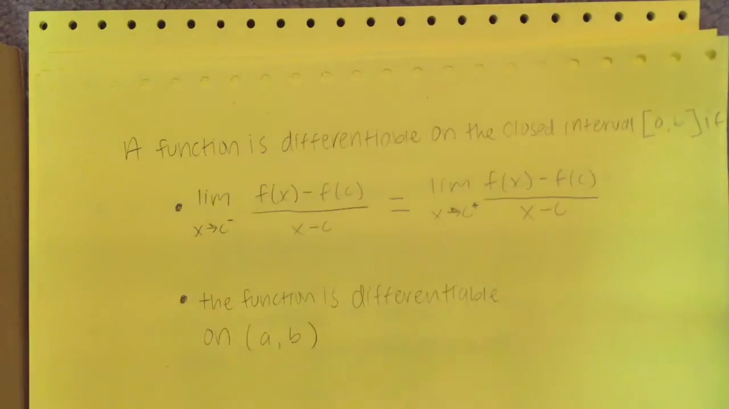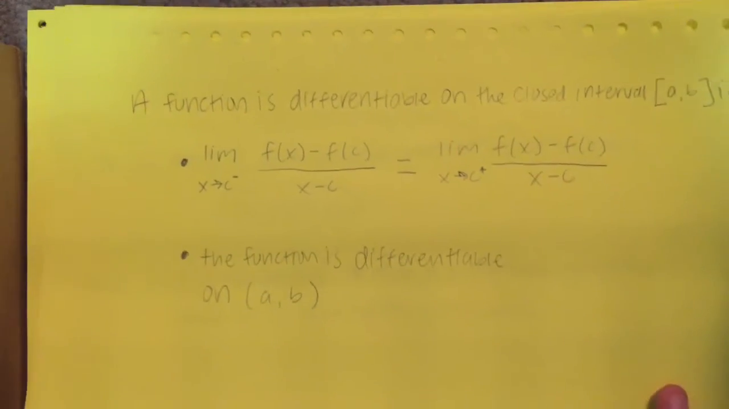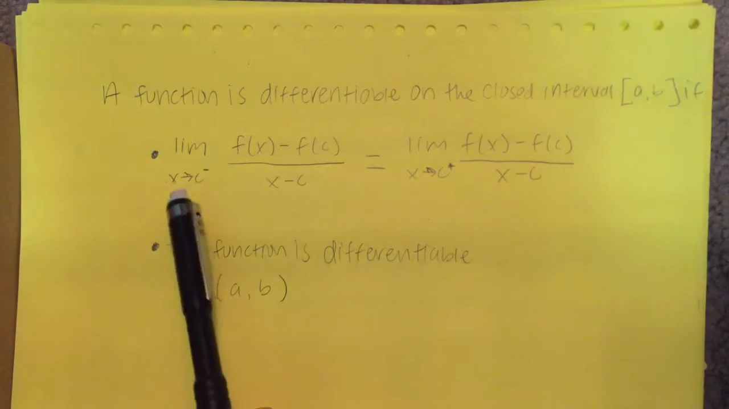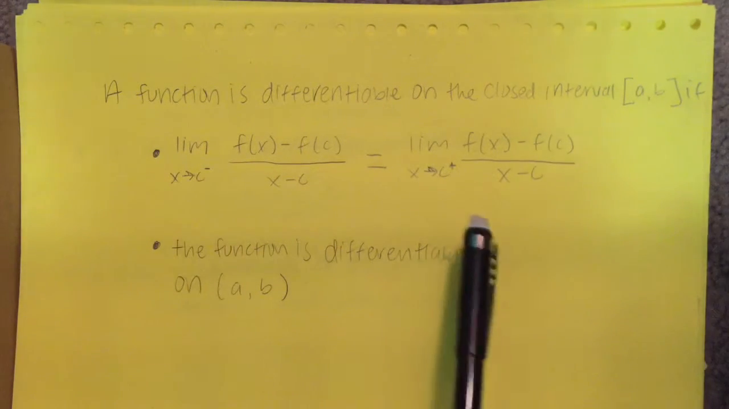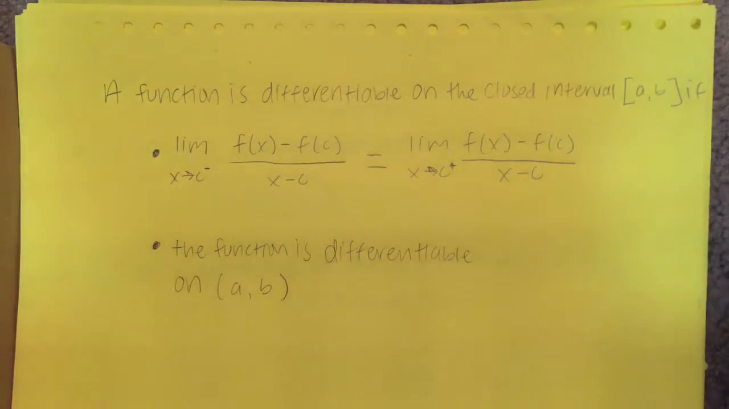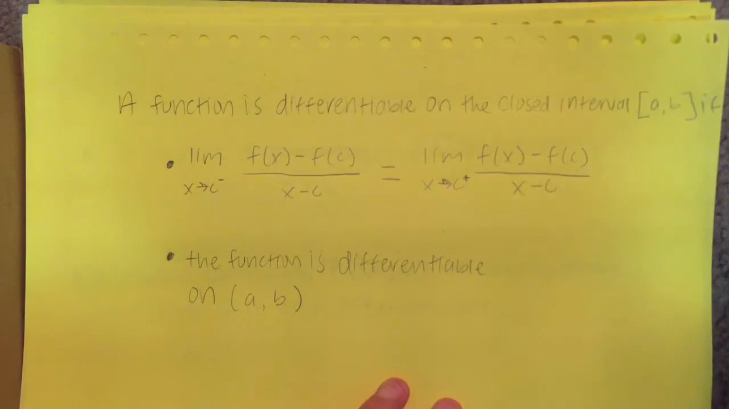Okay, this video is going to be about differentiability and continuity from chapter 2.1. A function can be classified as differentiable on the closed interval [a, b] if the left limit is equal to the right limit, and also if the function is differentiable on the open interval (a, b). So that's the definition of differentiable on a closed interval.